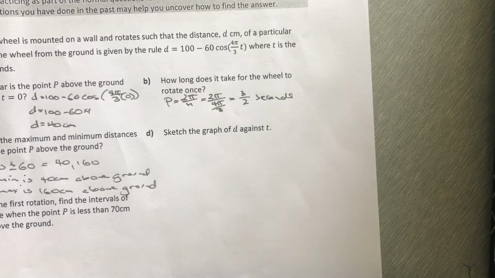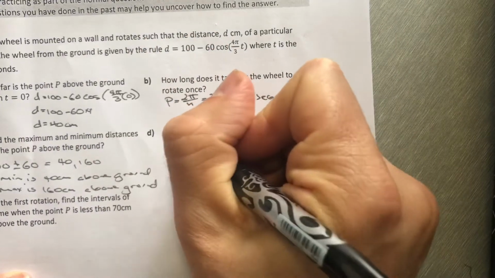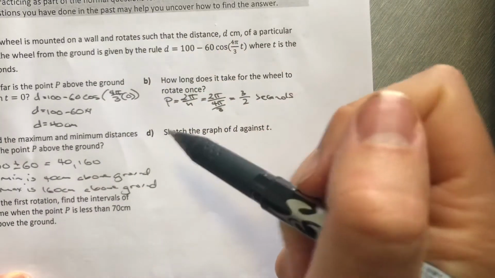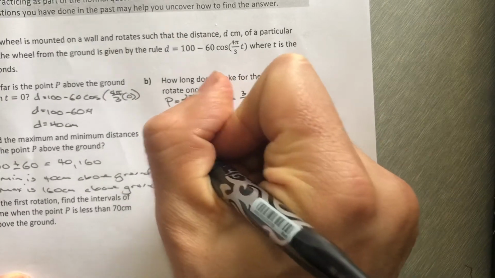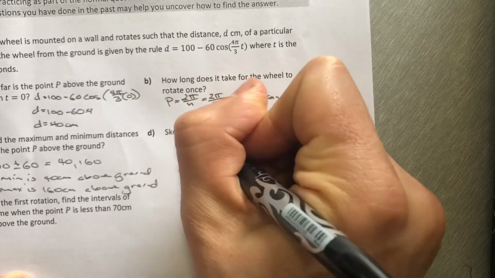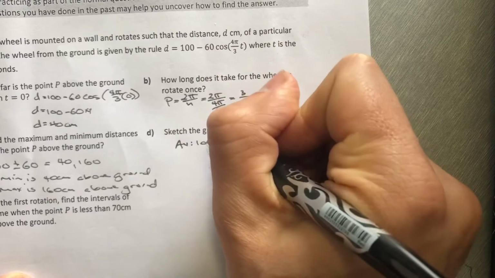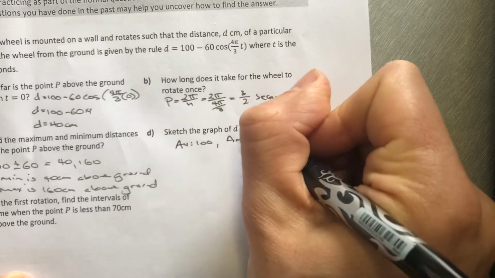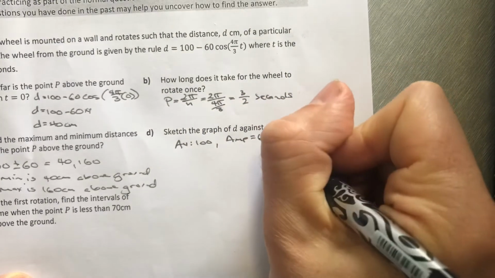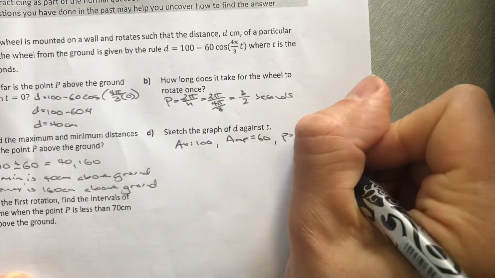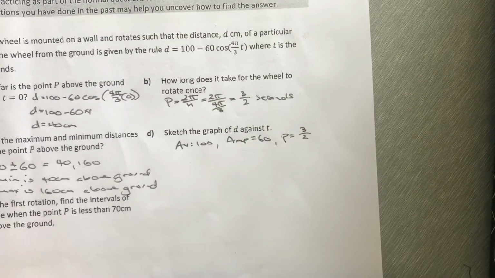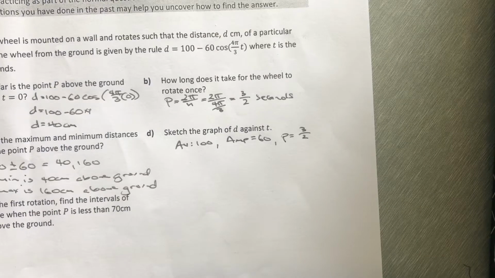And when we sketch it, we need to make sure we're showing, well, we need to be nice and organized. So I'm going to show that my average is 100. My amplitude is going to be 60. And my period, which we worked out before, is going to be 3 on 2. Let's set up our axis.